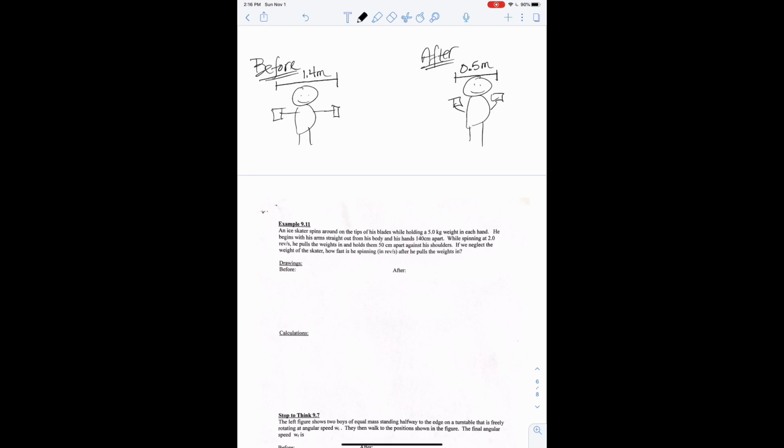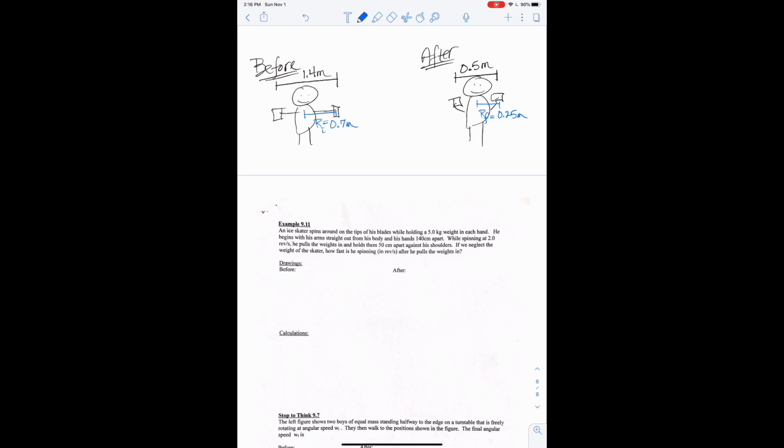But we don't really want those distances, right? We want to know the distance from the weight to the center of rotation, the axis of rotation, which is straight through the person's body, because they're spinning around. And so this distance is what we care about. This is r, and this is going to equal half that. So this is my initial r, I guess I could call that r initial. And r final is going to be this, which is equal to 0.25.